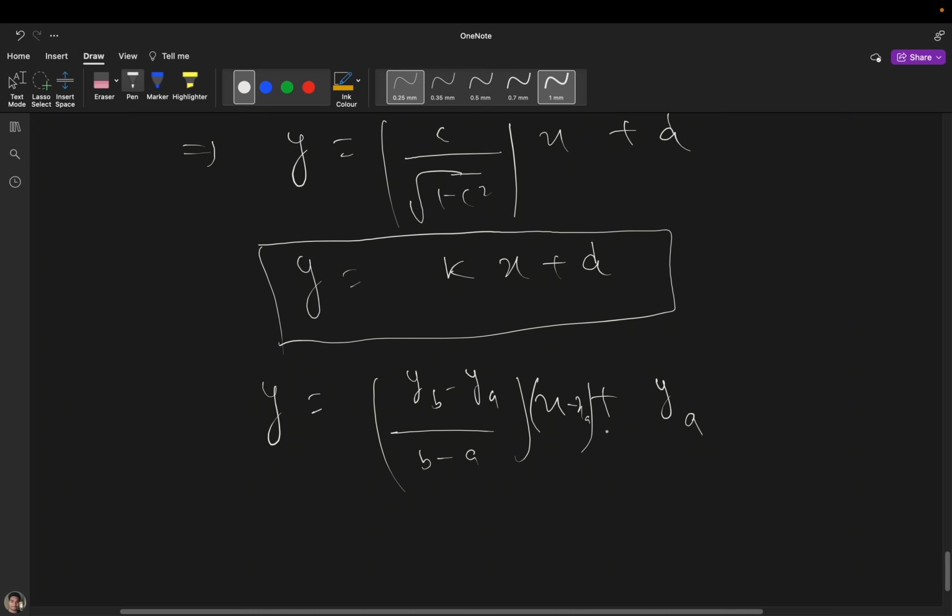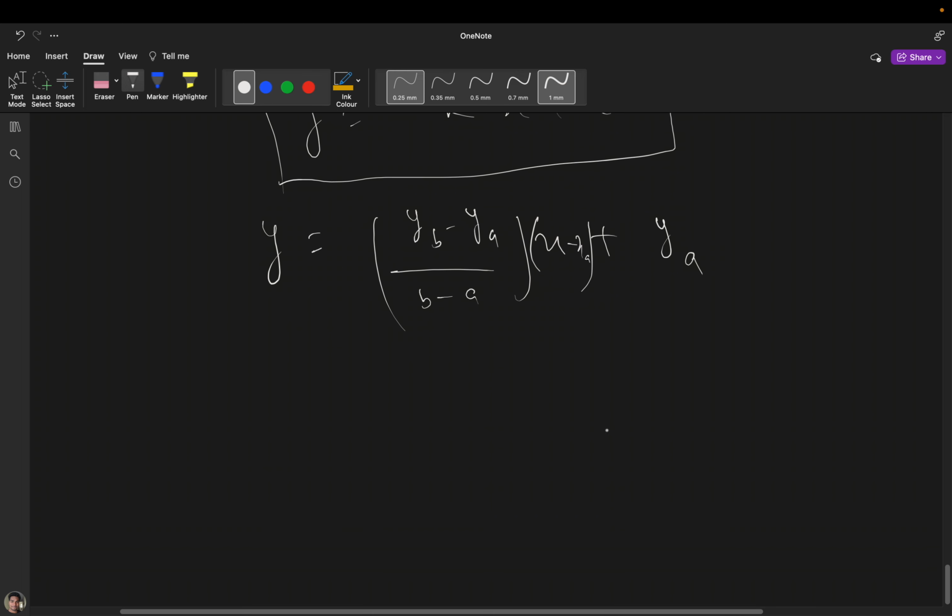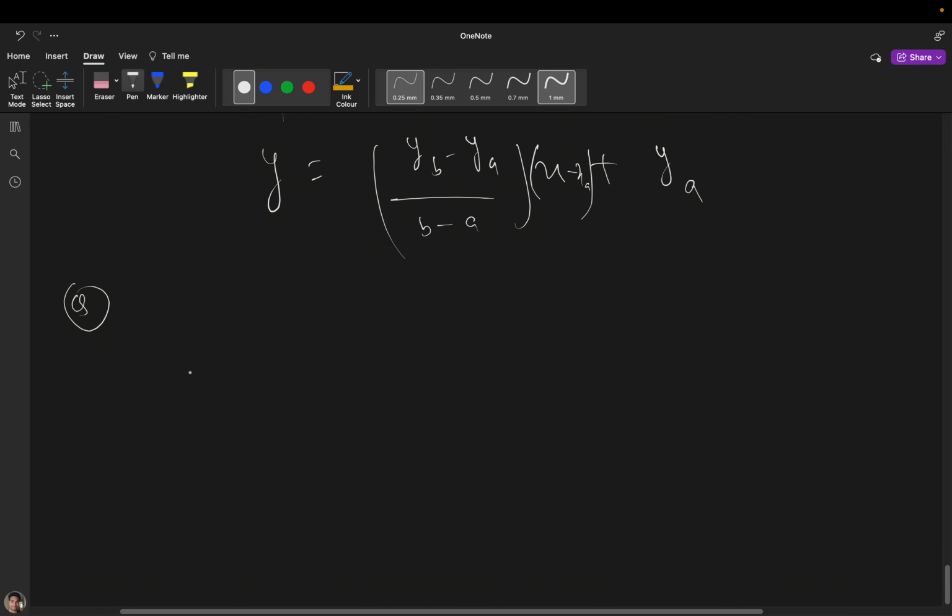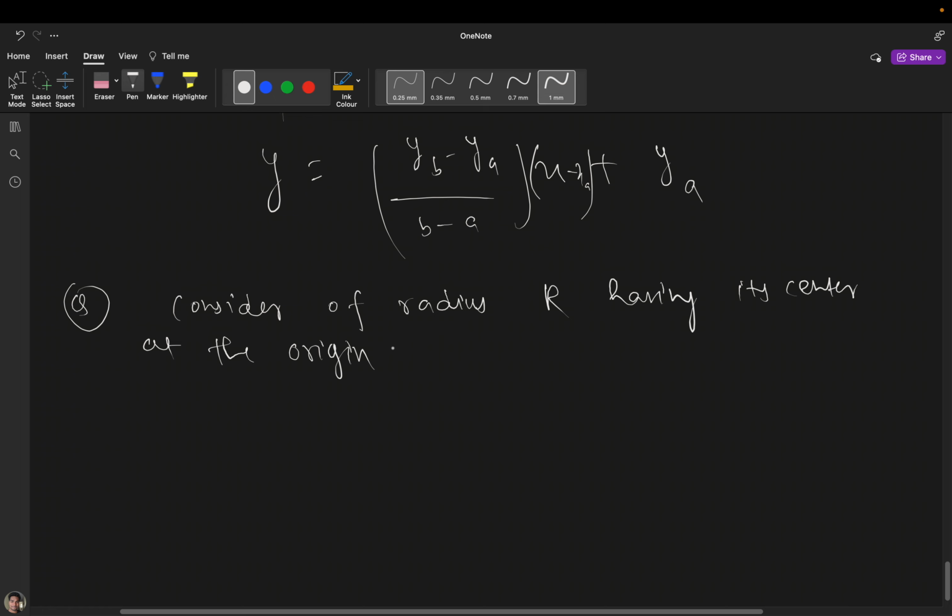Now let's move to another geodesic problem, and that will be a little bit lengthy. That is the problem of a sphere. Suppose consider a sphere of radius r having its center at the origin.